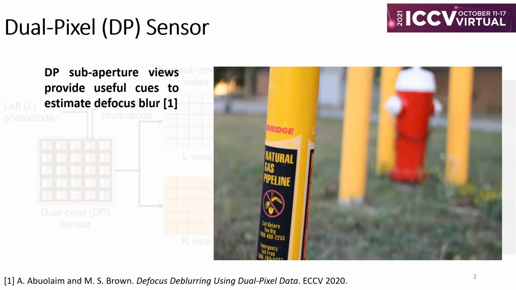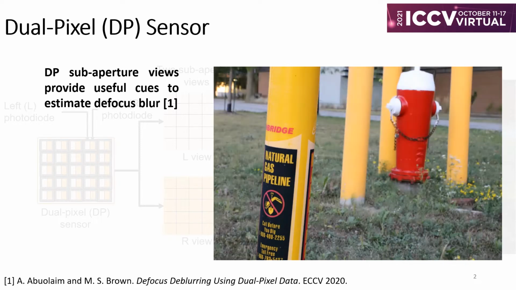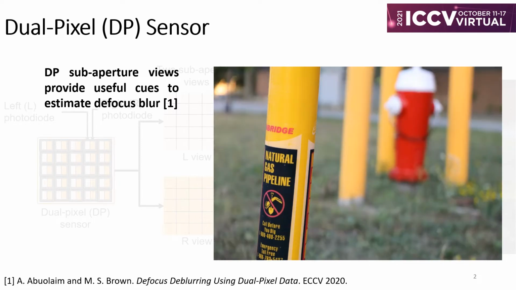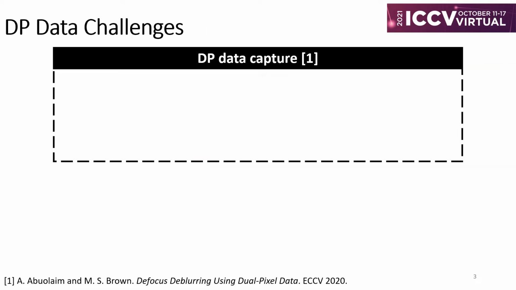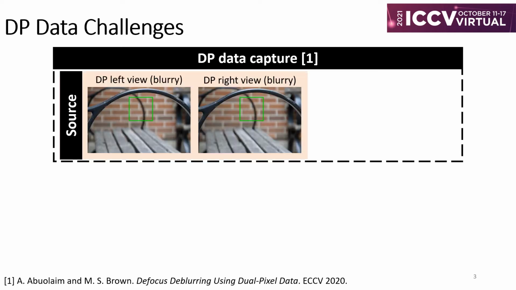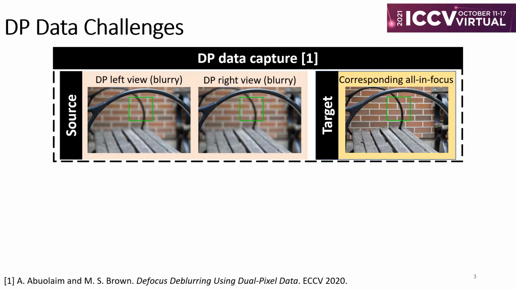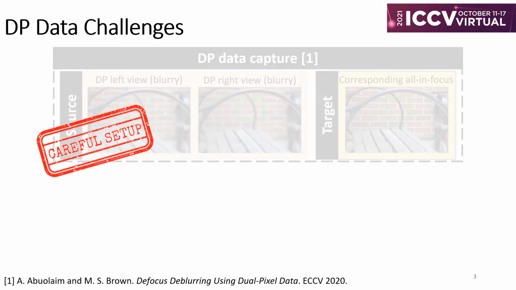Last year, myself and Michael demonstrated that DP data can provide useful cues for defocus deblurring in a data-driven approach. This data-driven approach required us to capture two images for the same static scene at different aperture settings. One with the spatially varying defocus blur and its corresponding DP views, and another all-in-focus image. However, this approach requires careful setup to avoid any misalignment within image pair capture.